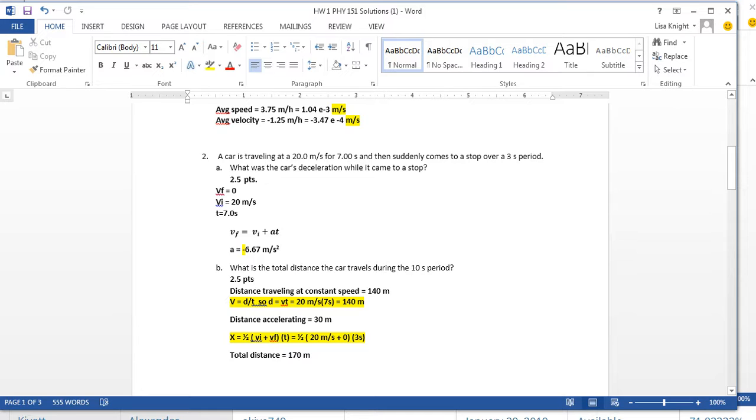So now you're going to use a kinematics equation because it's accelerating at negative 6.67 meters per second squared. And it does that for 3 seconds. So it starts out with an initial velocity of 20 and it comes to a stop at 0. And it has an acceleration of negative 6.67 meters per second squared. And it does that over a time of 3 seconds.